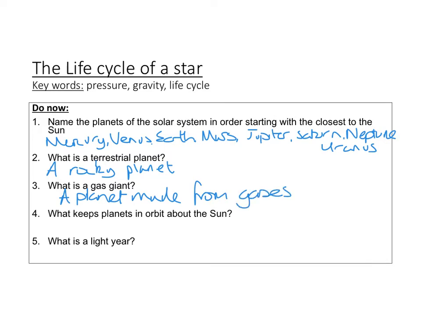Okay, what keeps planets in orbit around the sun? Obviously that's going to be gravity. So it's important to remember that the Earth is falling towards the sun, but fortunately it's going fast enough that it keeps missing it. Okay, so it stays at the same distance from the sun.